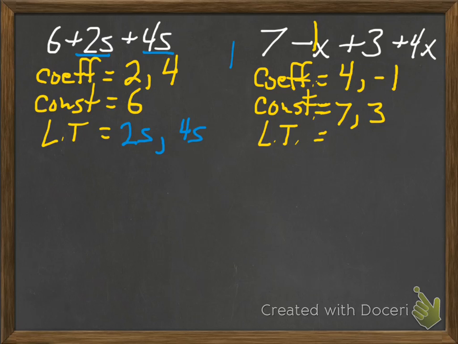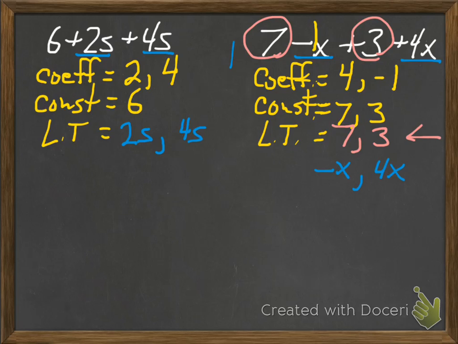Do we have any like terms? Well, this one is a little bit more interesting because, yes, this one has like terms. It has two constants, the 7 and the 3, so 7 and 3 are like terms. In addition, it also has a negative x and a positive 4x. So the negative x and the positive 4x are also like terms. And again, you have a pair of constants that are like terms, and then you have another pair of x's that are like terms.